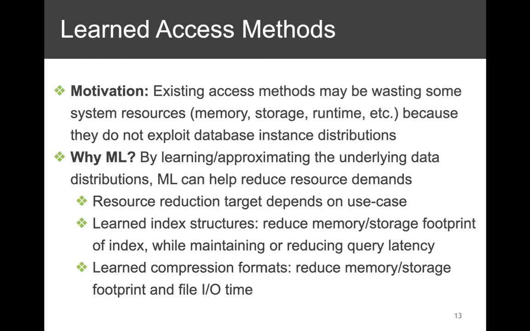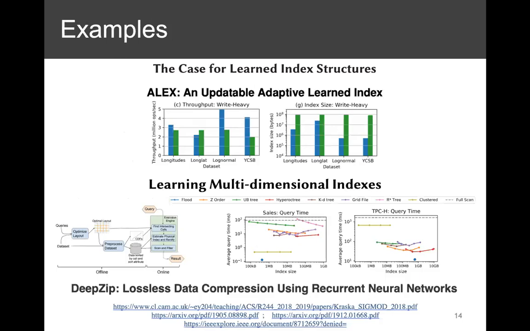You also reduce the file I/O time to get the data from disk to memory. A lot of compression algorithms have been studied, but if you use machine learning in this context, you might find configurations that handcrafted heuristics may not explore.